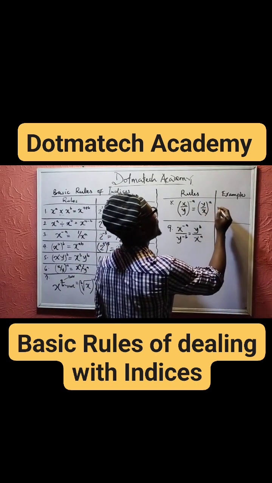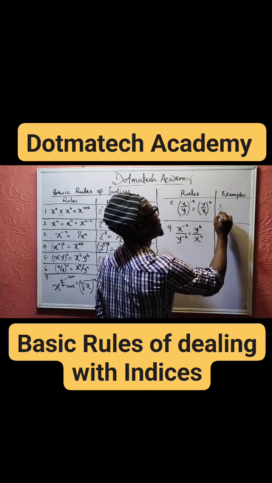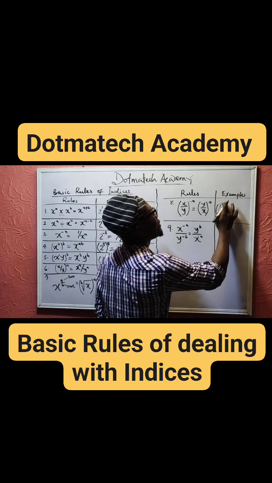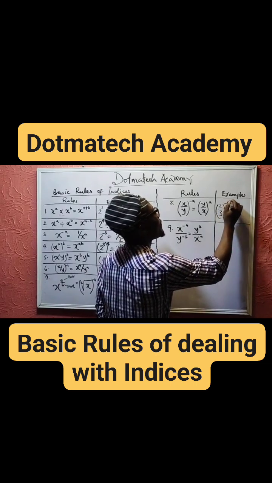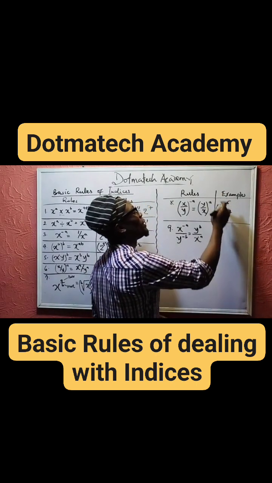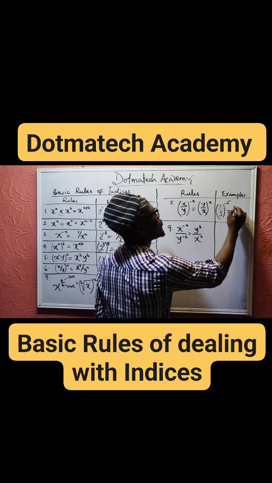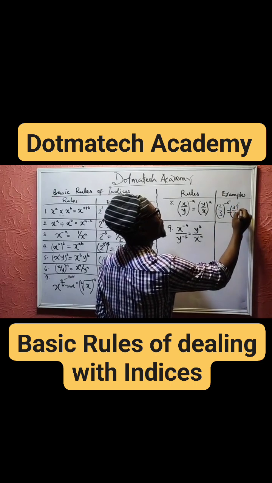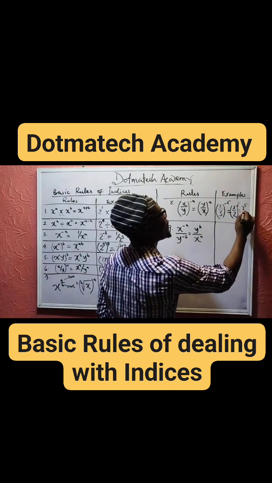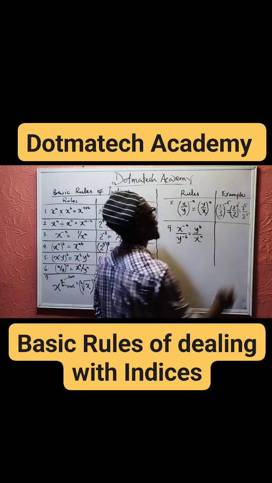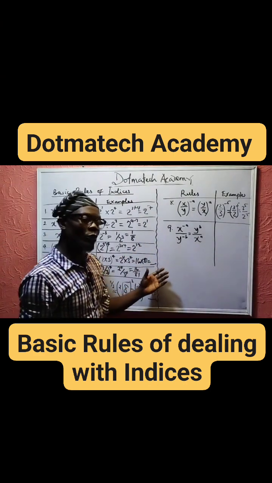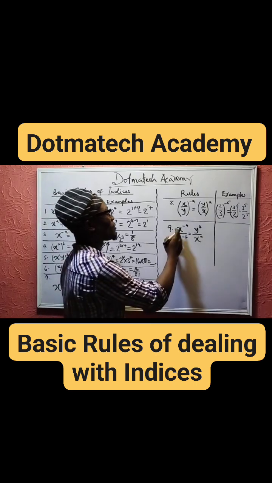Example, when you have 2 over 3, everything raised to power of minus 5, what you do is remove this minus and interchange the 2. It will be 3 over 2, everything raised to power of 5. Then 3 raised to power 5 over 2 raised to power 5. Are we following?